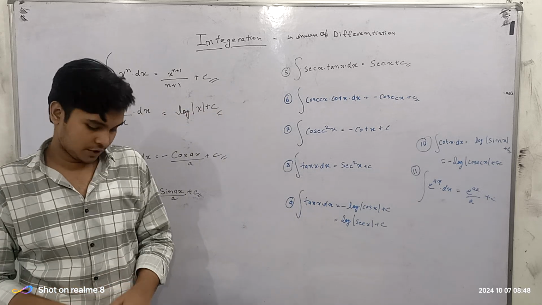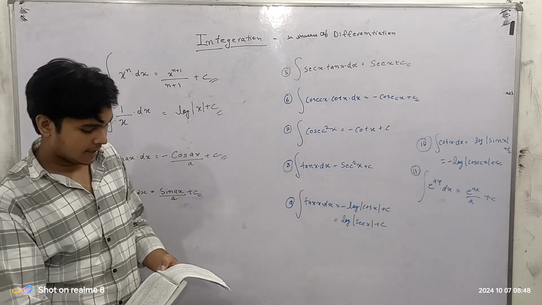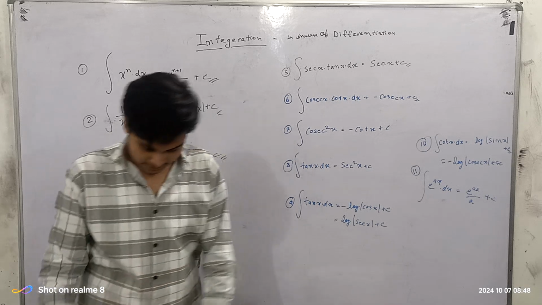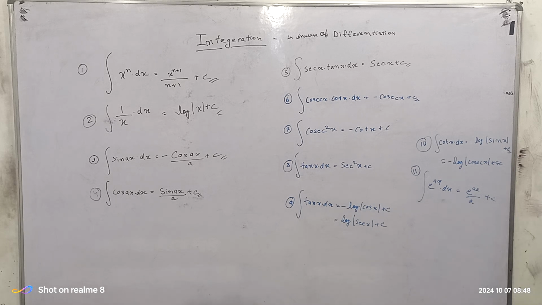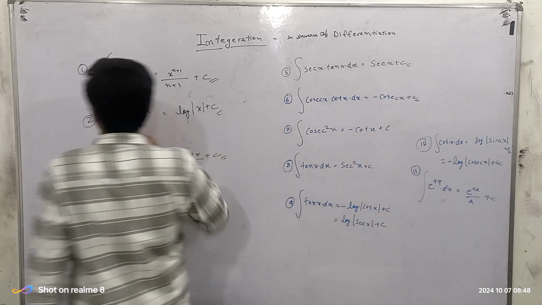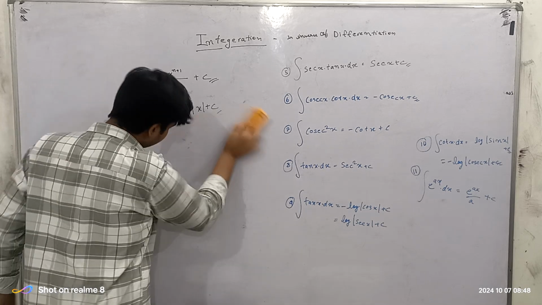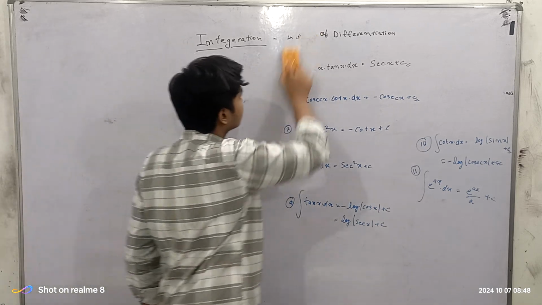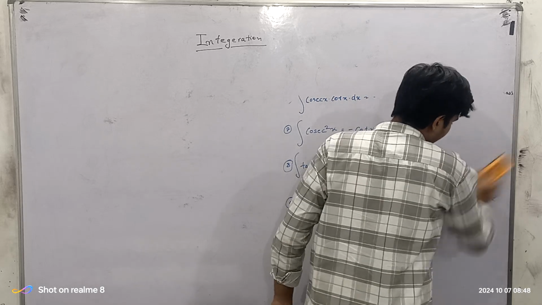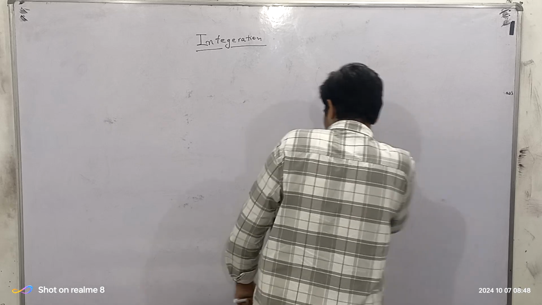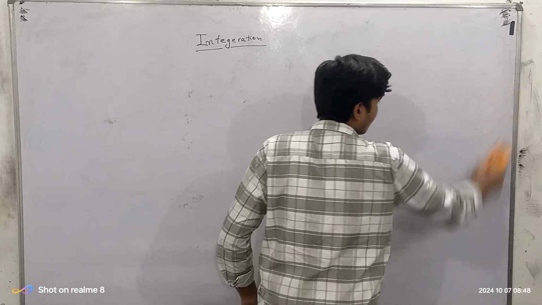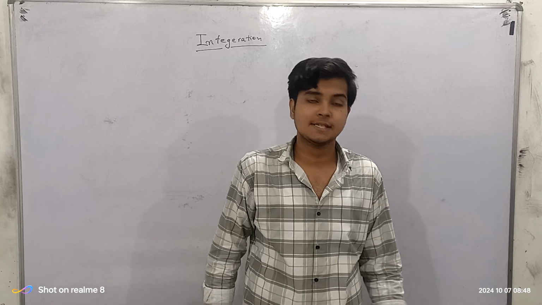Now I am going to solve questions of the first exercise from the NCERT class 12 book, exercise 7.1. You can note it down. Now we are going to solve questions of exercise 7.1.